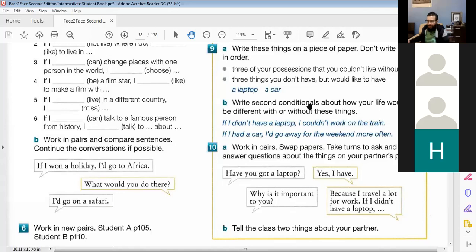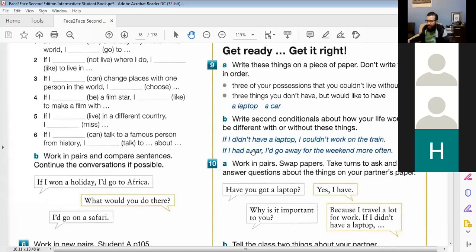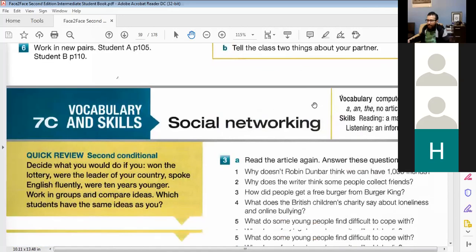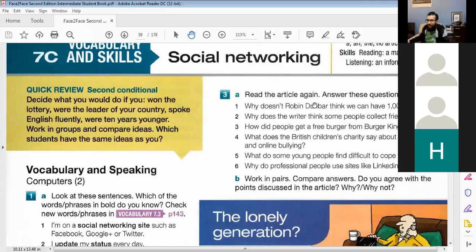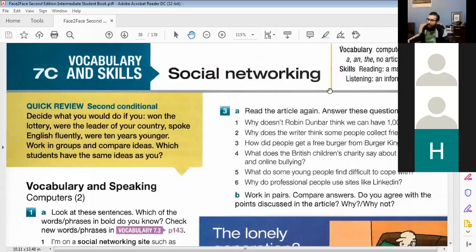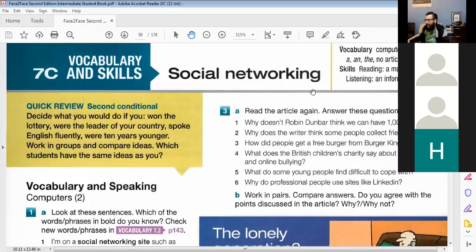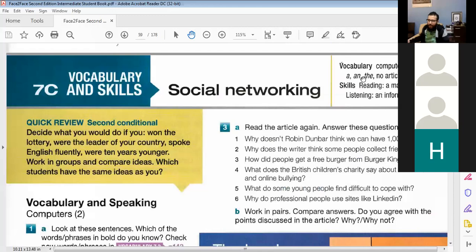Let's skip it, because these are similar to the exercises you have in your workbook, and we're a little short on time. So, all right, let's take a look at our next topic here, social networking. In this lesson, we're going to focus mainly on vocab. No grammar here. We're going to talk mainly about vocabulary.